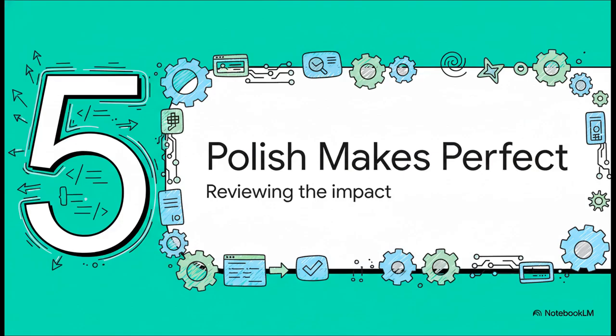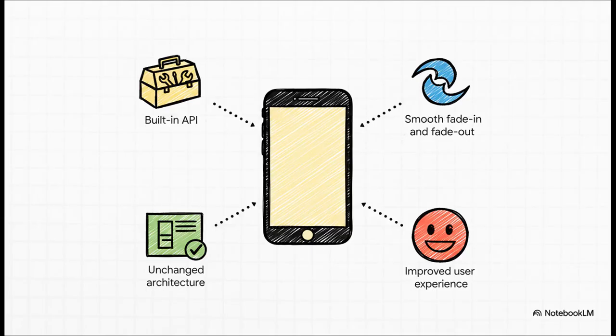So let's just take a second to recap exactly what we accomplished. To sum it all up, we used React Native's awesome built-in Animated API. We added that silky smooth fade-in and fade-out effect. We did all of this without having to change our existing app structure at all. And most importantly, we made a real, tangible improvement to the user experience.